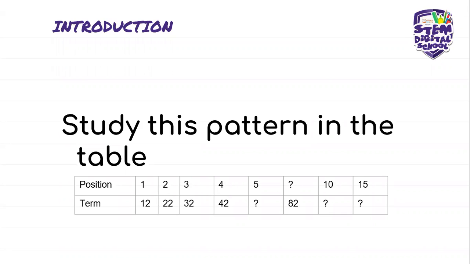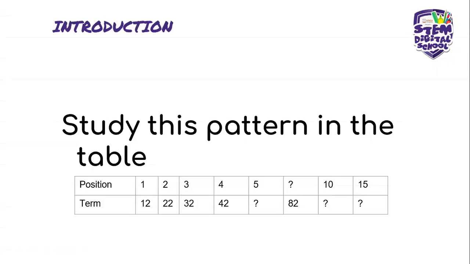So you can see that in our table here, we have a position. We also have the term. So the position 1 there, position 2, 3, 4, 5, and then we have got an unknown position there, followed by 10 and then 15. So this is a position which also moves in the form of a pattern from 1 up to 15.